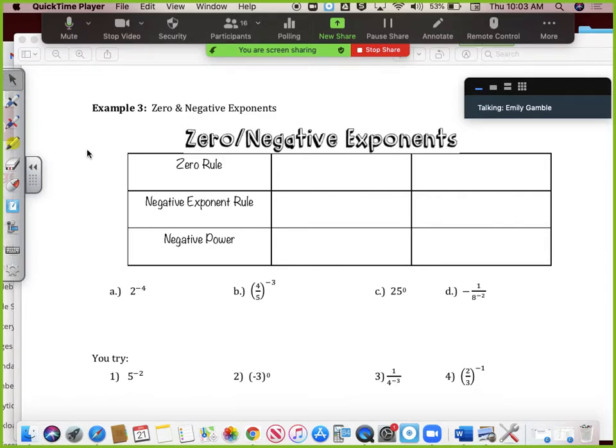So the zero rule means that anytime you have any number, no matter what the base is, I'm just going to use the variable here for this example, any number a, and it's raised to the zero power like this, it always equals 1. If you have a graphic calculator and you wanted to just test it, you could put literally any number in for the base and raise it to the power of 0, and it equals 1. It works with variables. It works with regular numbers as well.